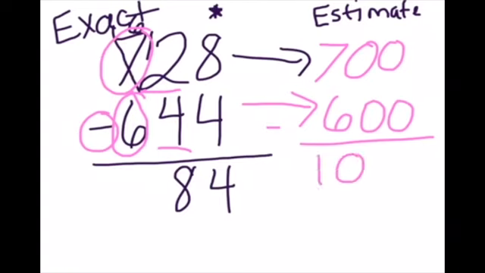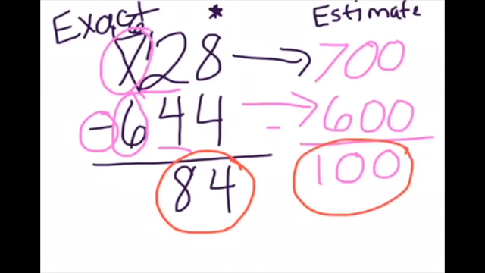Well, that is 100. So this time I have an 84 for my exact answer, and my estimated answer was 100. Do you think that's reasonable? Are they close to each other? Let's see. If I added 16 to 84, I would get 100. So only 16 away. Yeah, that's reasonable. I would say yes, that makes sense, and that's reasonable.